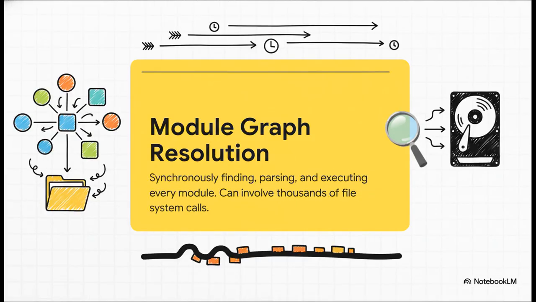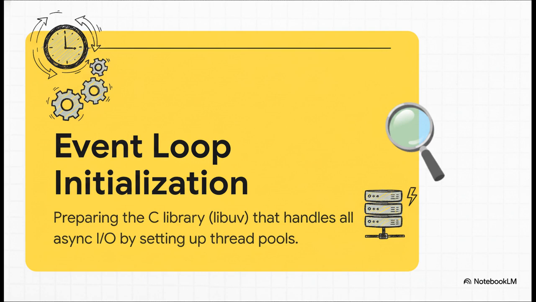Okay, the factory is built. Next, Node has to figure out what to do with your code. It has to find, parse, and execute every single module you've required. For a modern app, this can mean thousands of file system calls. And again, it does this synchronously. It's just one after another. A massive blocking operation. And finally, the last step.